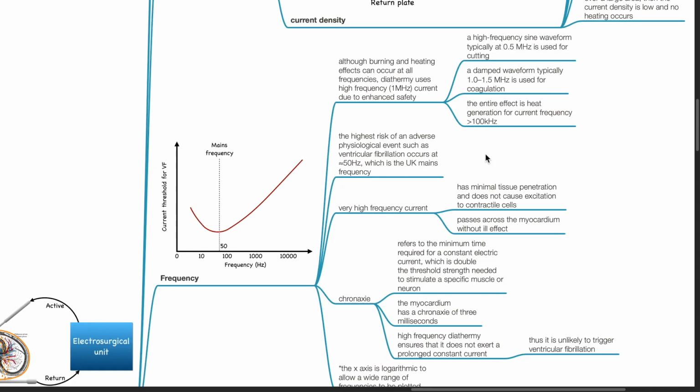The highest risk of an adverse physiological event such as ventricular fibrillation occurs at about 50 Hz, which is the UK mains frequency. Very high frequency current has minimal tissue penetration and does not cause excitation of contractile cells and passes across the myocardium without ill effect.